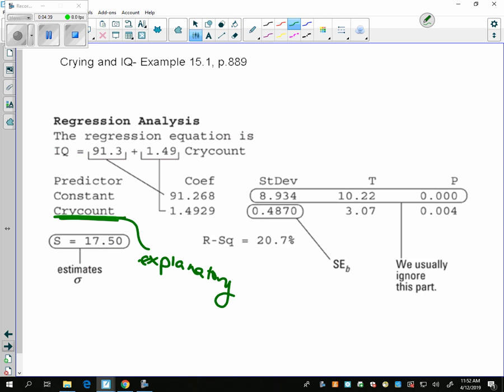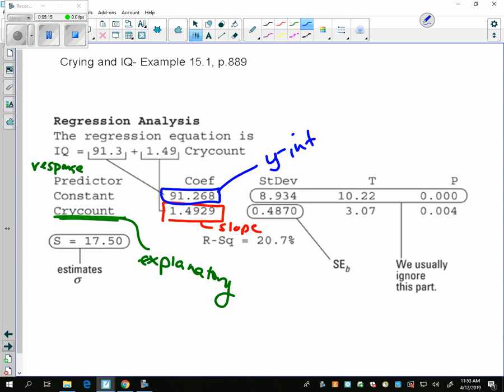IQ was the Y, the response. Sorry, you guys just distracted me. Okay, so remember, next to cry count was your slope. So this right here was your slope. This would be what? The constant coefficient, the y-intercept, good. This was my y-intercept. Okay?